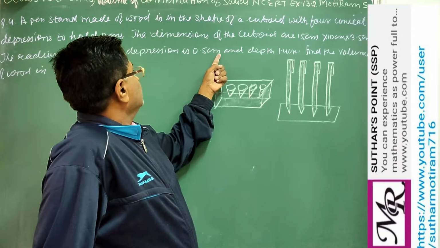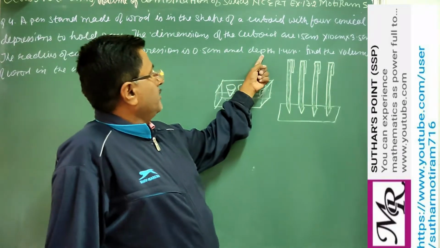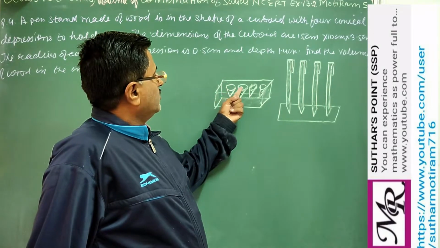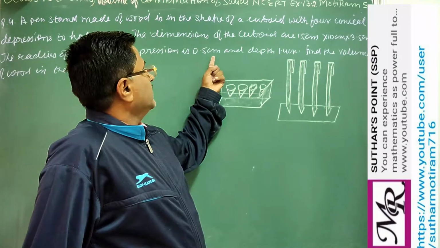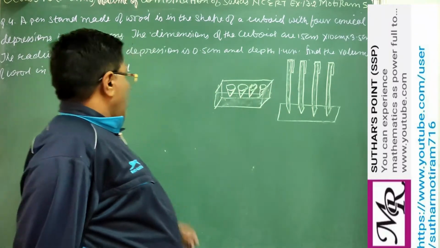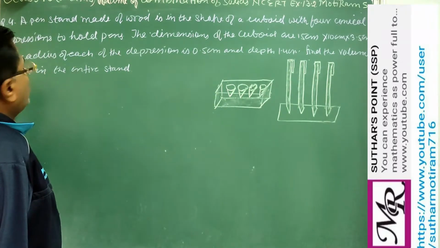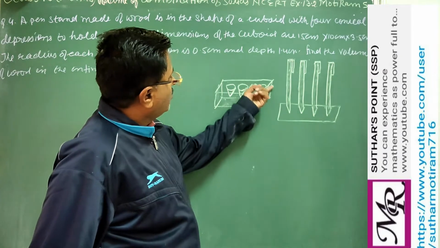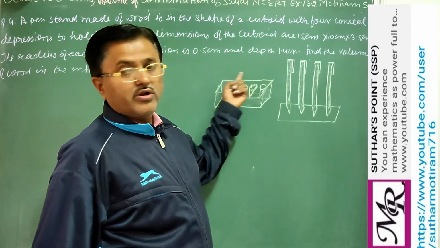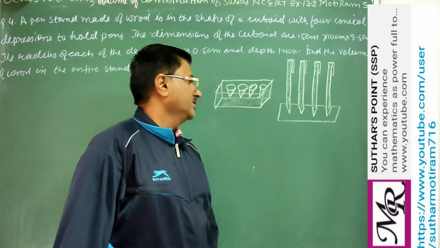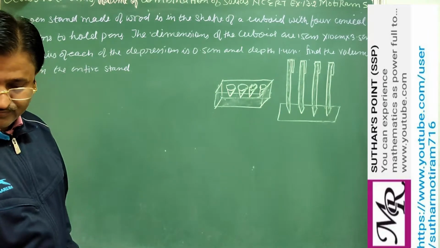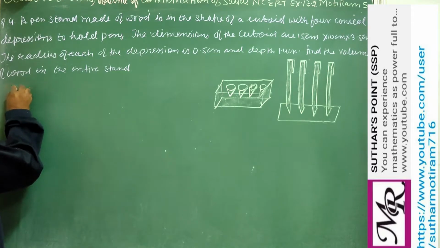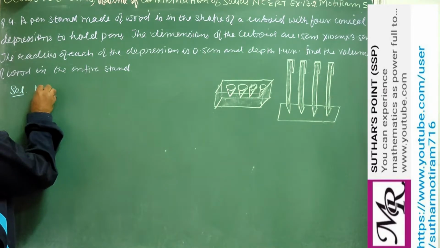Radius 0.5 centimeter, depth 1.4. So we are given the radius of this cone. Each cone is 0.5 centimeter, depth is 1.4. Find the volume of wood in the entire stand. So you have to find the volume of the wood in the entire stand. Clear? So we may write here in solution.